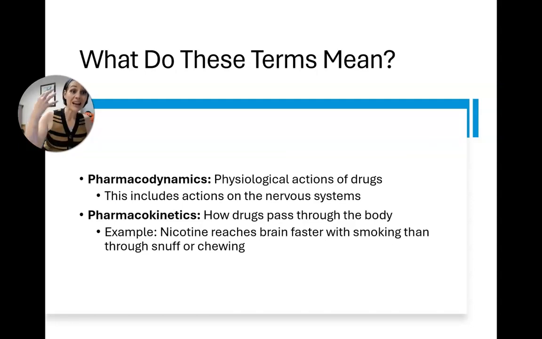Pharmacokinetics, so when we think about kinetics, we're kind of thinking about motion. So pharmacokinetics are about how drugs actually pass through the body. So for example, we know that nicotine reaches the brain faster with things like smoking than through snuffing or chewing or things like that, or a patch. And so what we're going to talk about when we get into pharmacokinetics is that certain routes of administration lead to faster drug action and experiencing drug effects more quickly than other methods.